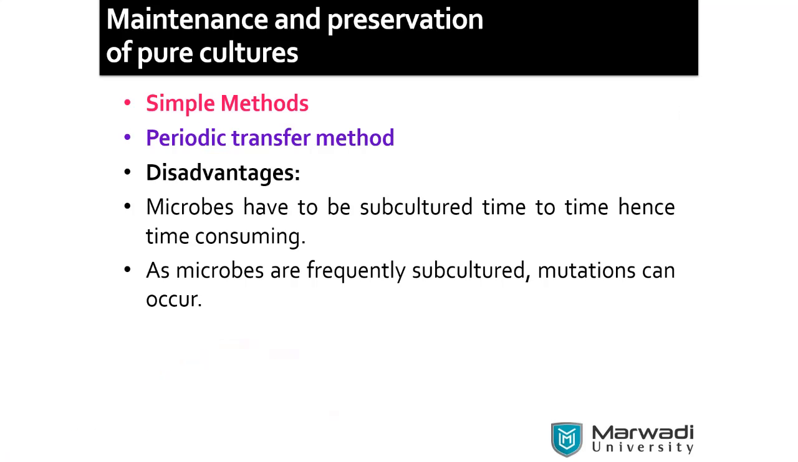Disadvantages: microbes have to be subcultured from time to time, and when microbes are frequently subcultured, mutations can occur. That is obvious. Whenever you are doing the subculturing, chances of contamination are there, and it is time consuming. Another problem is that frequent subculturing sometimes leads to mutation. It is a spontaneous mutation. We may know, we don't know. Maybe it is harmful or beneficial, but there is a chance of getting mutation.